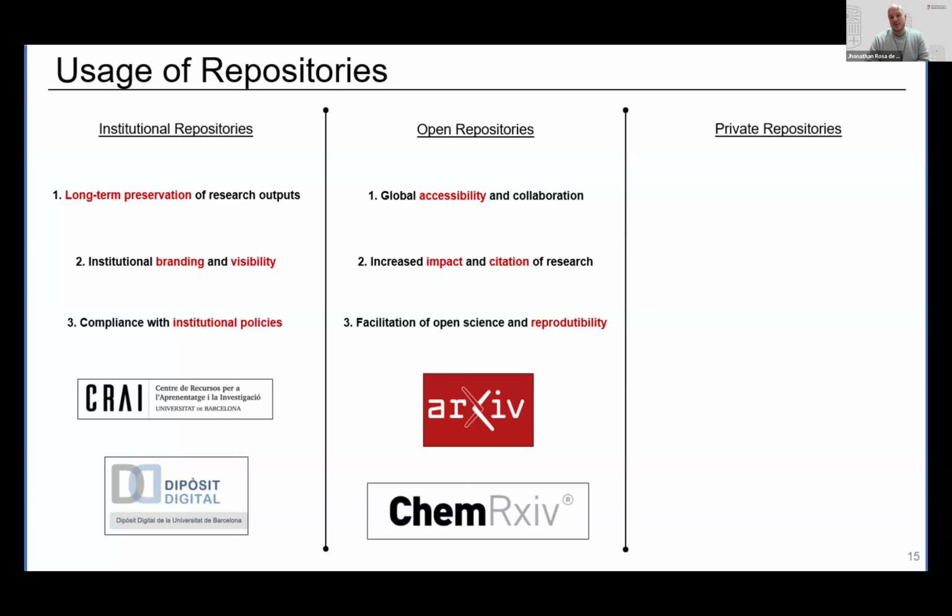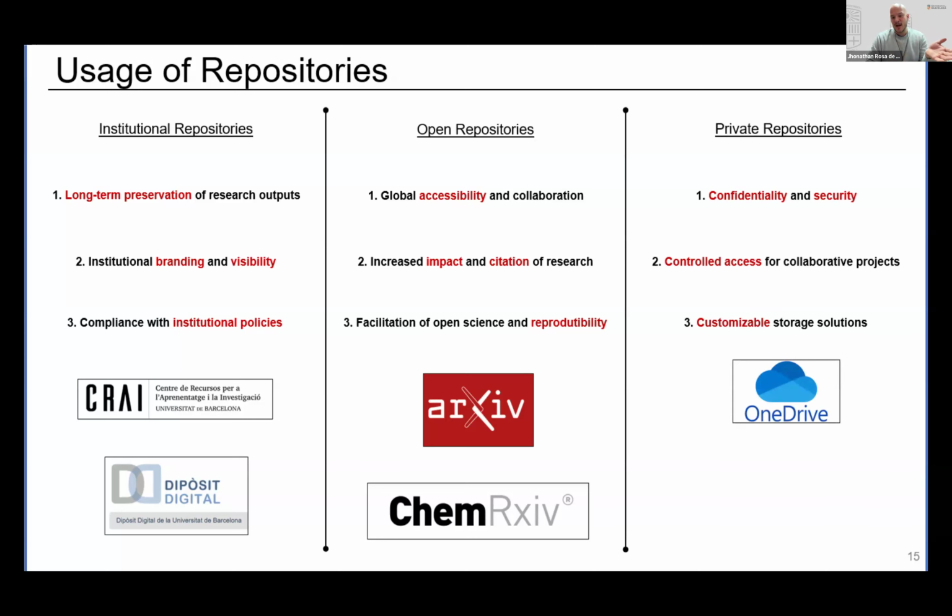And we also have private repositories that include confidentiality and security for research that needs to be confidential. Also, the access is controlled if you need to control the access to your data. Sometimes you have customizable storage solutions, because private repositories can sometimes offer specific characteristics for your data. In this sense, we have OneDrive and GitHub. They are private repositories, and we can control the access to the data. You can share with whoever you need to share.